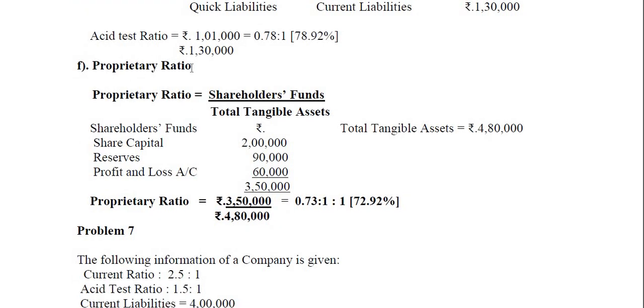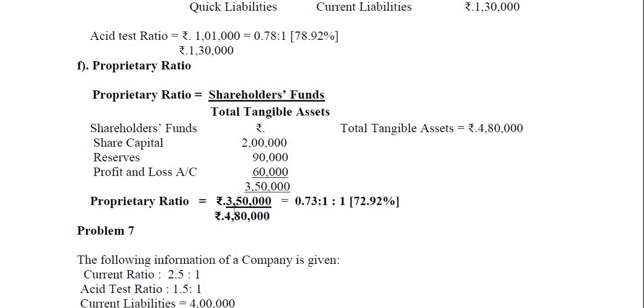Okay, next one is proprietary ratio. Proprietary ratio is equal to shareholders' funds divided by total tangible assets. Shareholders' funds I already explained: share capital, reserves and profit and loss account. If there are any preliminary expenses, then that should be deducted. Here there is no such item. So total proprietary funds is 3,50,000, whereas total tangible assets, entire total of asset side, is 4,80,000.